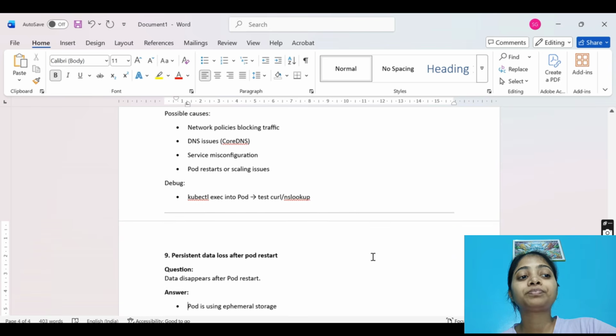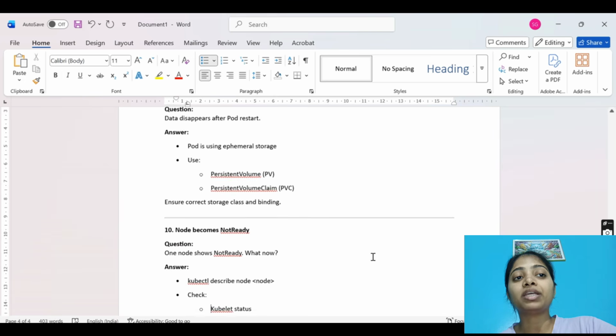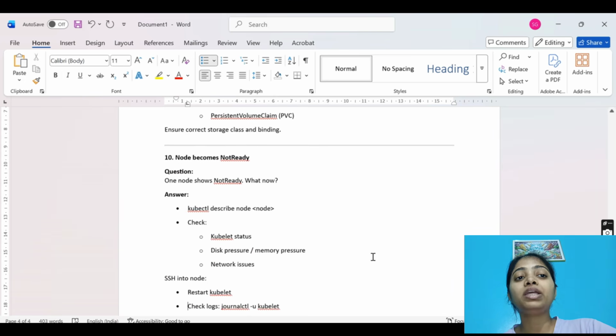Then the persistent data loss after pod restart. So if data disappears after pod restart, the answer should be that the pod is using ephemeral storage. So instead of that, we should use PersistentVolume and PersistentVolumeClaim, and ensure correct storage class and binding. Next is node becomes not ready. So when a node shows not ready, the possible reasons are that we should check kubelet status, or disk pressure, or memory pressure, or network issue.